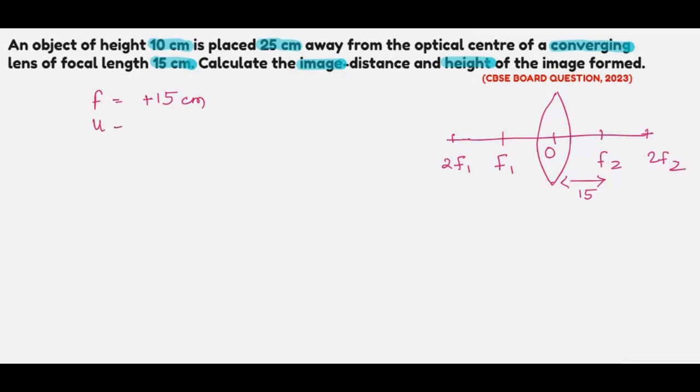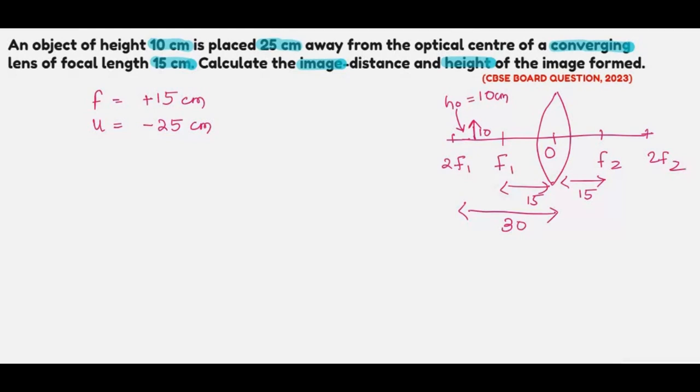And then we have the object which is situated at a distance of 25 centimeters. So the object distance will be minus 25. If this is 15, this is also 15, and 2F1 will be 30. So our object is at minus 25, somewhere between 15 and 30. So here is our object, and the height of the object is 10 centimeters. Now we have the object situated in between F1 and 2F1.